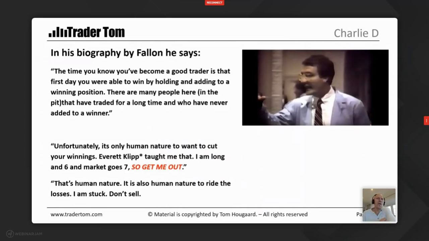But I'm not so quick if I bought at 6 and the market goes to 5 and 4, because one of the differentiating conditions between animals and human beings is that we have hope. We hope that we're somehow going to get out of this. That's human nature. It's human nature to ride the losses.